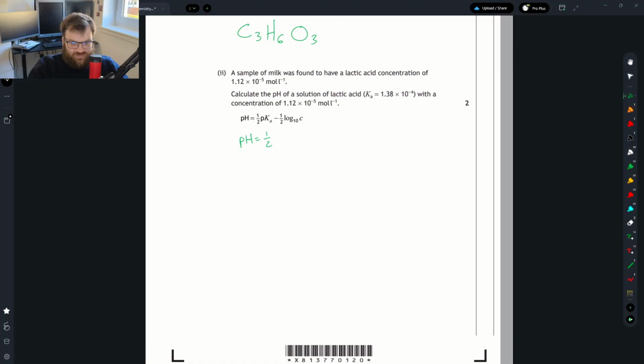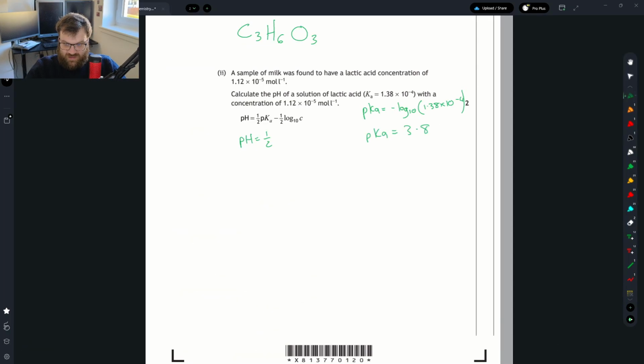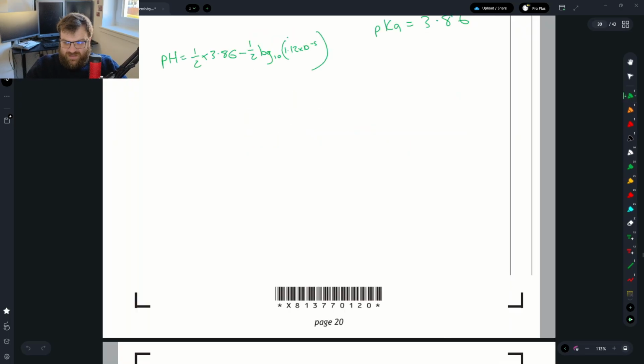It's going to be a half of, we have Ka, so pKa will equal minus log base 10 of 1.38 times 10 minus 4. That again is in the data booklet. Make that 3.86. So it's going to be a half of 3.86 minus half log to the 10 of 1.12 times 10 to minus 5. So then we pop that into the calculator. And it rounds to 4.41.